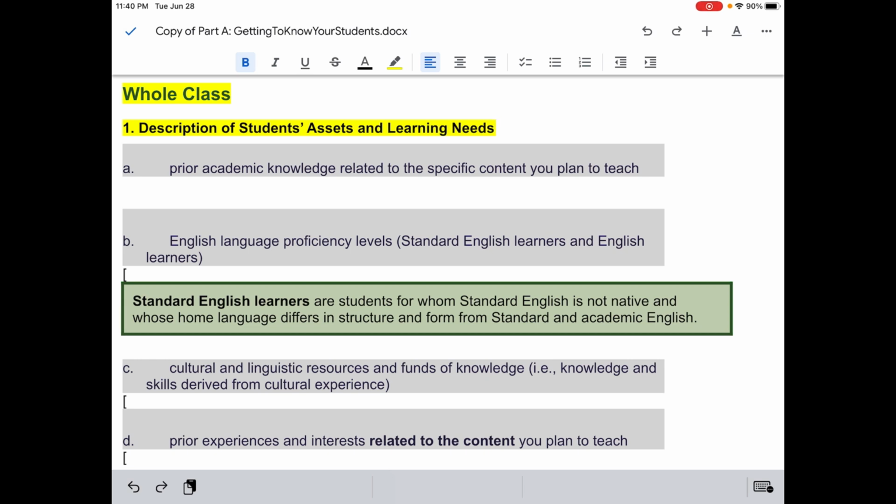So let's get started with whole class. Number 1 reads description of students' assets and learning needs. As we know, assets and learning needs consist of where students are struggling and where students are proficient. So we need to incorporate that in our lesson. For example, 1A reads prior academic knowledge related to specific content that you plan to teach. During this section, we have to talk about how the content that we taught, who knows, last week or 2 weeks ago, is beneficial to the content that we're about to teach. How do those two connect?